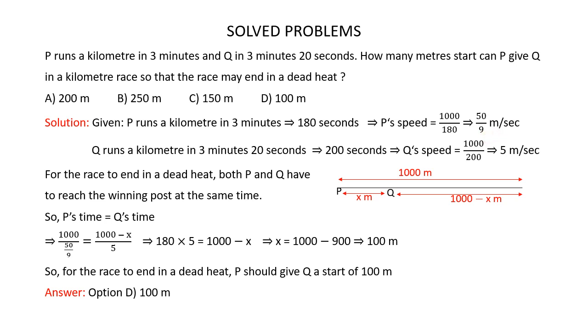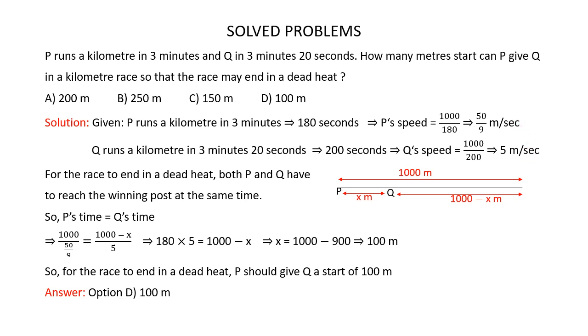Now Q runs a kilometer in 3 minutes 20 seconds. So 1 kilometer is 1000 meters and 3 minutes 20 seconds is nothing but 200 seconds. So Q runs 1000 meters in 200 seconds. So Q's speed is 1000 divided by 200, which is 5 meters per second. Now, as you can see here, clearly P's speed is more than Q's speed. So if both P and Q start from the same starting point, then P will reach the winning post earlier than Q, since P's speed is more than Q's speed.